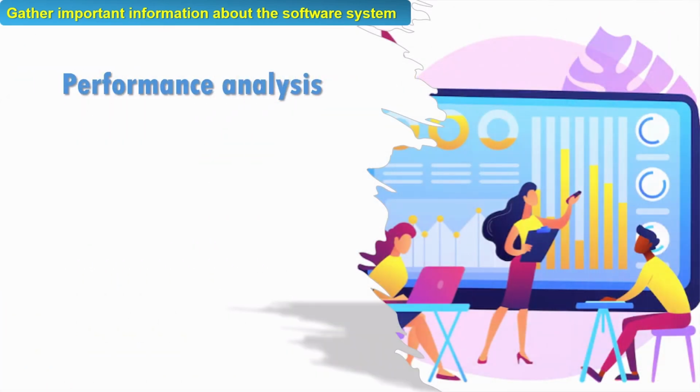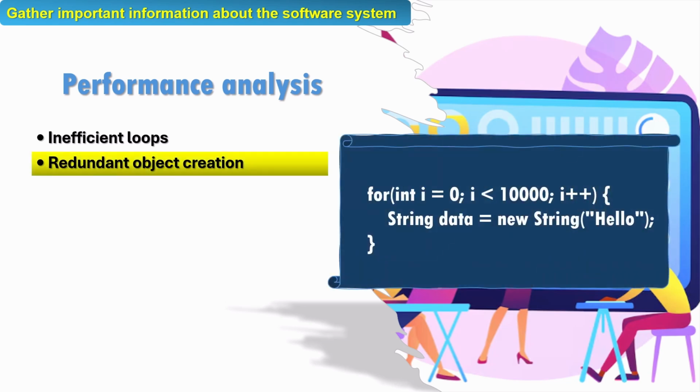Another important area is identifying performance-related problems. Although static analysis cannot measure runtime performance directly, it can identify patterns commonly associated with inefficient software. Examples include inefficient loops, so loops that repeat unnecessary work and reduce the program speed, and redundant object creation, creating objects repeatedly when reuse is possible, which leads to wasted memory.